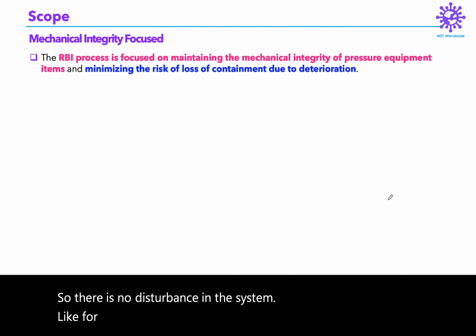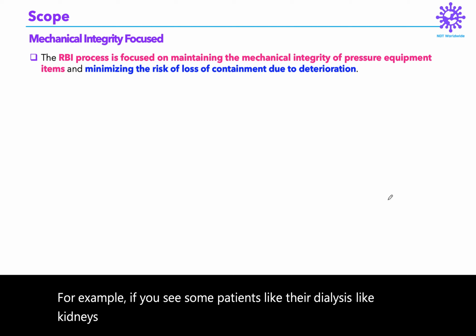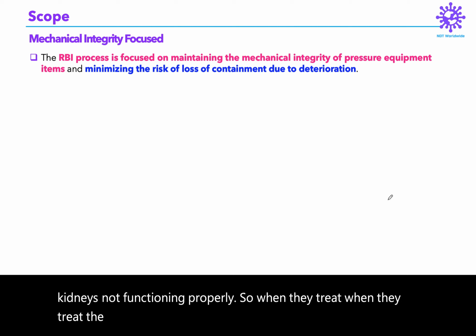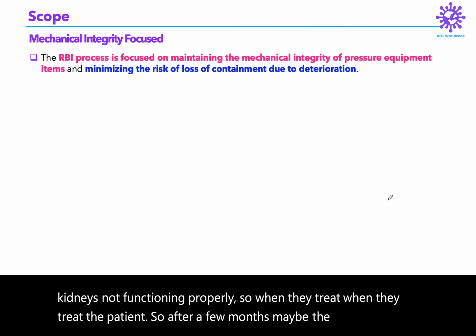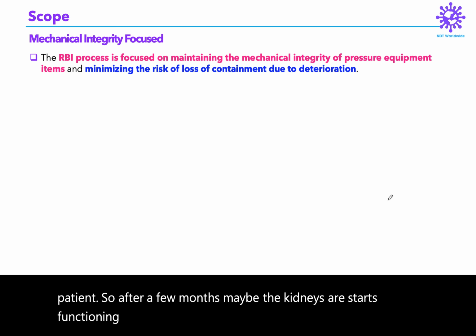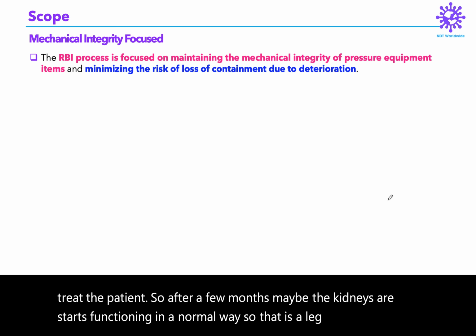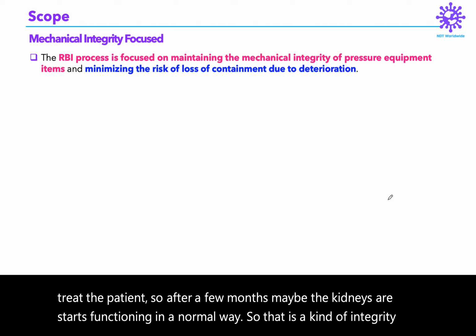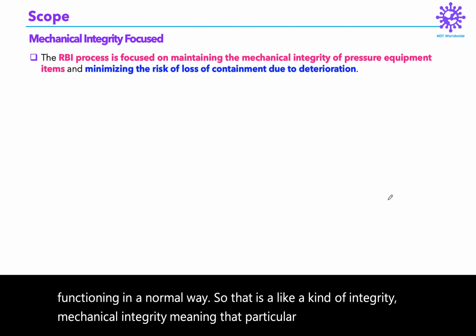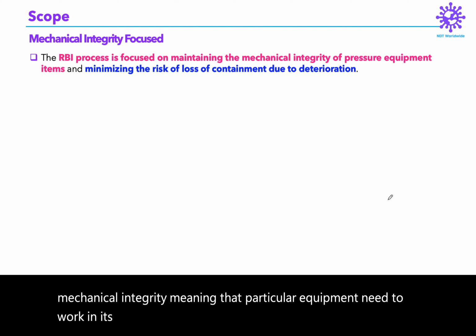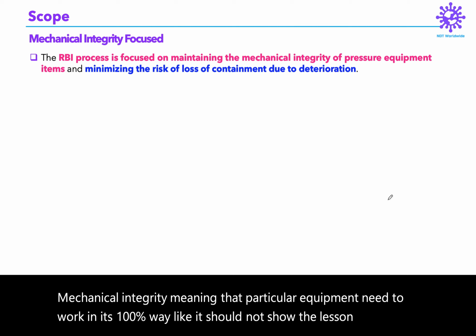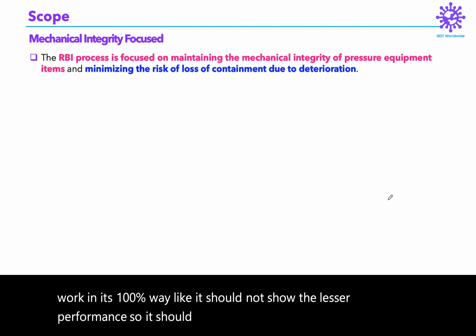For example, if you see some patients on dialysis, where the kidney is not functioning properly, when they treat the patient, after a few months maybe the kidneys start functioning in a normal way. That is a kind of integrity. Mechanical integrity means that particular equipment needs to work in its 100% way. It should not show lesser performance. It should give its performance at the 100% level.